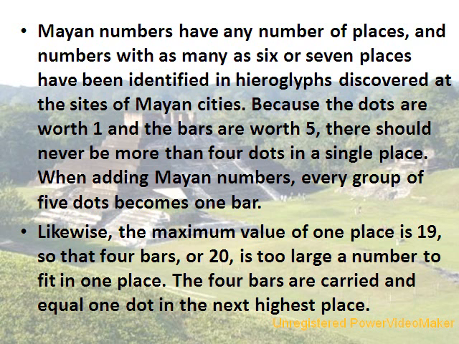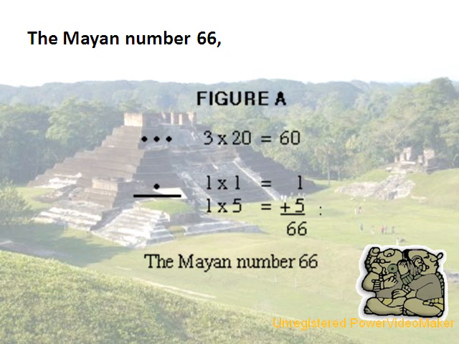Mayan numbers have any number of places, and numbers with as many as 6 or 7 places have been identified in hieroglyphics discovered at the sites of Mayan cities. Because the dots are worth 1 and the bars are worth 5, there should never be more than 4 dots in a single place. When adding Mayan numbers, every group of 5 dots becomes 1 bar. Likewise, the maximum value of one place is 19, so that 4 bars, or 20, is too large of a number to fit in one place. The 4 bars are carried and equal to 1 dot in the next highest place.